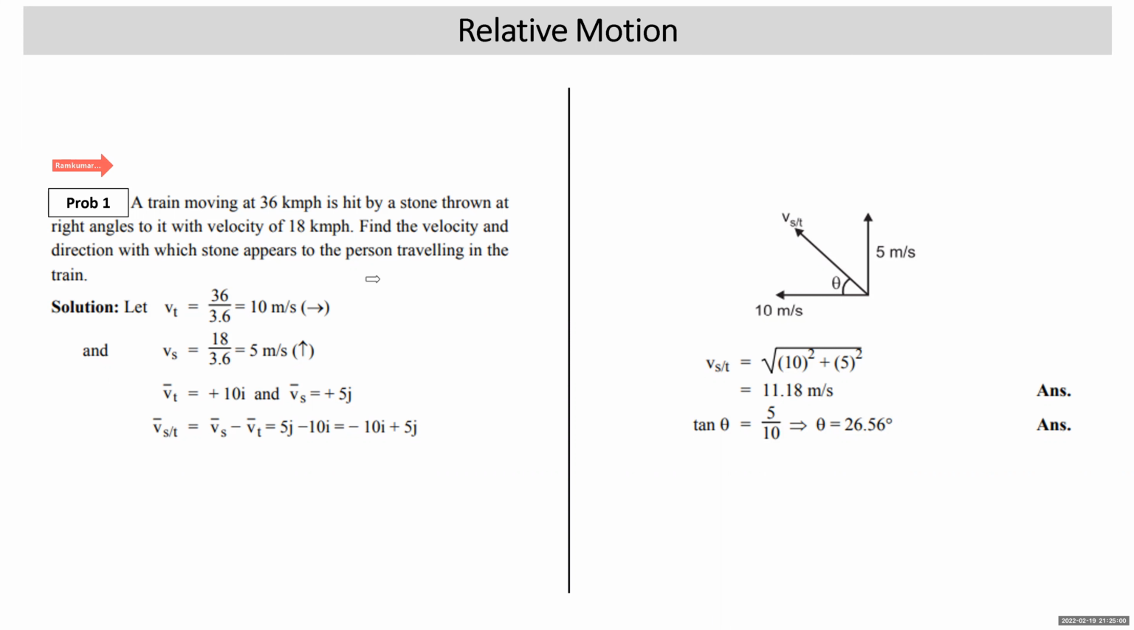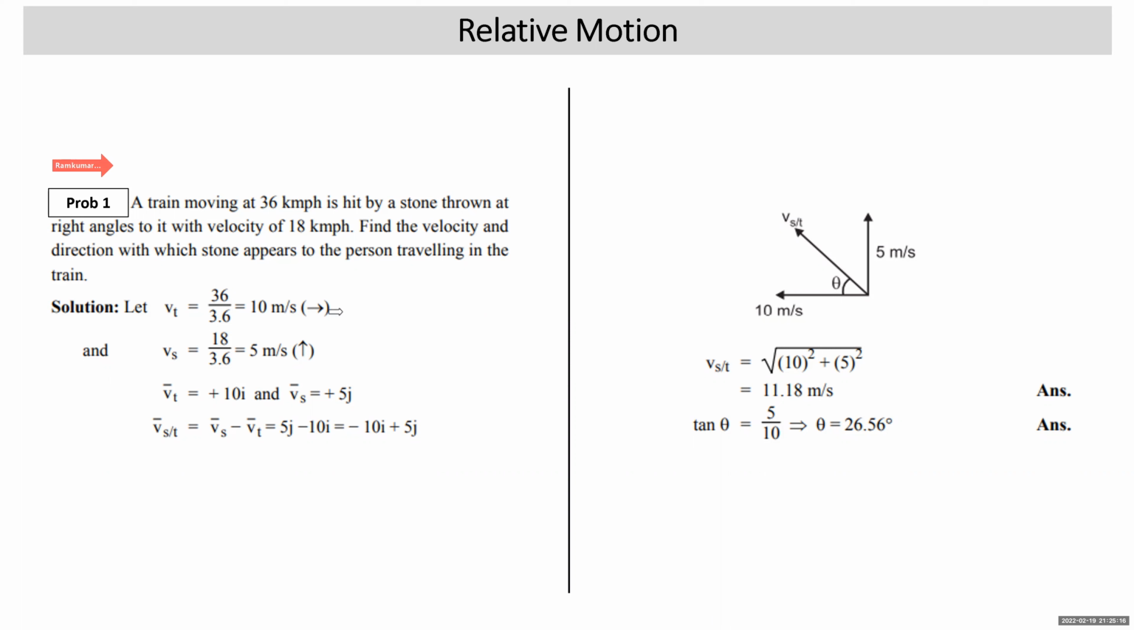So that means he wants to find out the velocity of the stone as it appears to a person sitting in the train, meaning with respect to the train. So the velocity of the stone with respect to the train is required. The velocity of the train is 36 upon 3.6, that is 10 meter per second. He has not mentioned in which direction the train is moving.